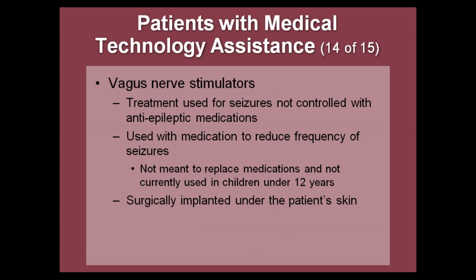Vagus nerve stimulators are a treatment used for seizures not controlled with anti-epileptic medications. So sometimes medications don't necessarily work for seizure patients, and they may have a vagus nerve stimulator. It's used with medications to reduce the frequency of seizures, and it's not meant to replace the medications. It's not currently used in children under 12 years old, so you're going to experience this more in the teens and adults. It's surgically implanted under the skin, so you're not going to see this, and it can last up to 6 years or until the battery runs out.